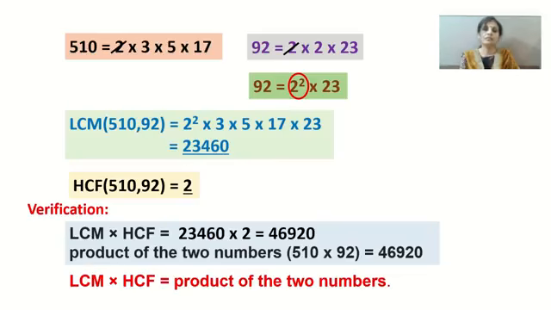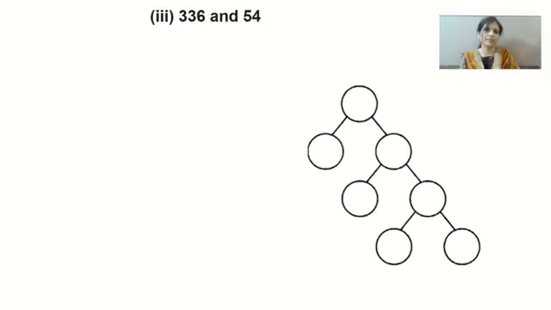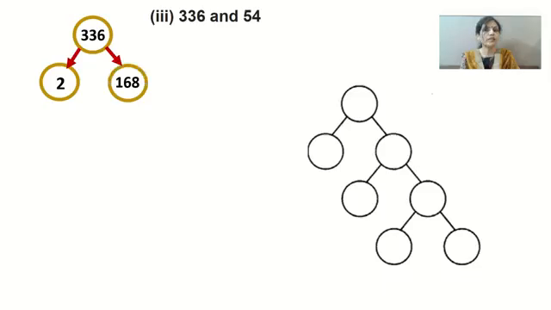Alright, let us move to the next sum. The next set of numbers given to us is 336 and 54. So let's begin with the number 336 and start the prime factorization method. We will first factorize 336. We can factorize it as 2 into 168.